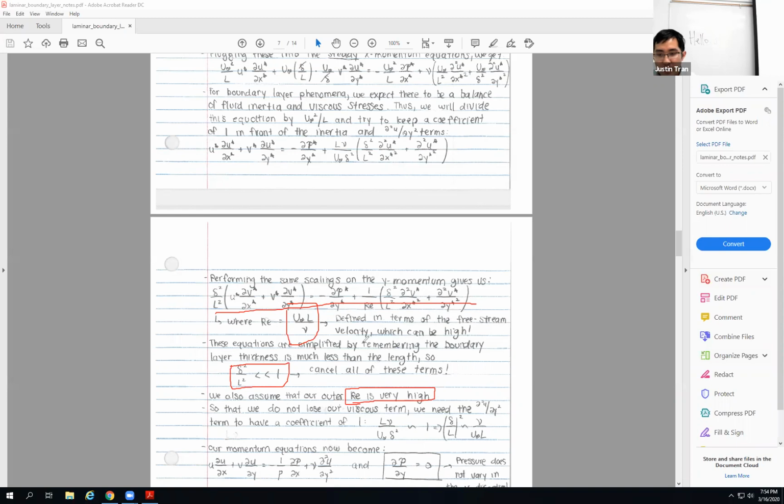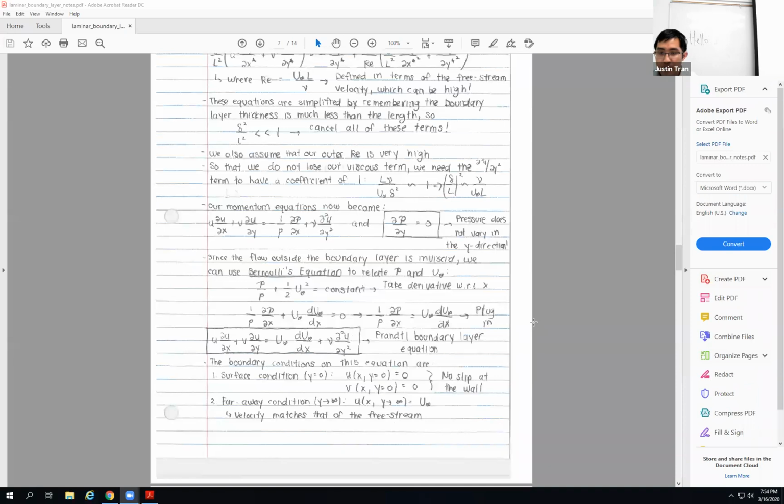So after we perform all those cancellations, we need to make sure that we don't lose this viscous term, because this viscous term right here represents changes of the velocity in the y direction. And since we know that the velocities are going to change rapidly in there, we need to keep that term there.